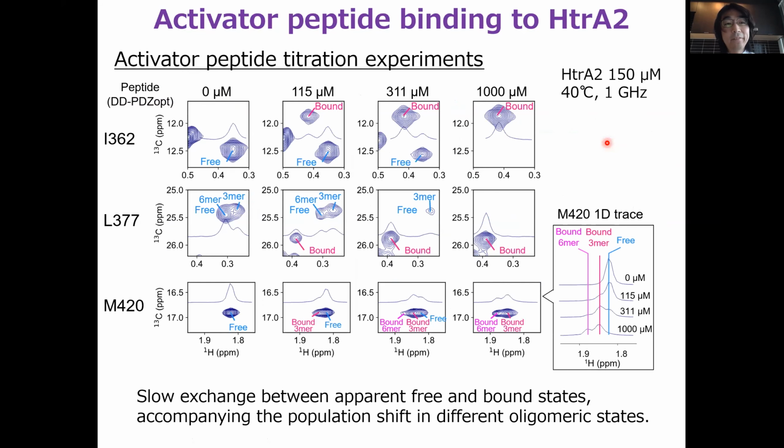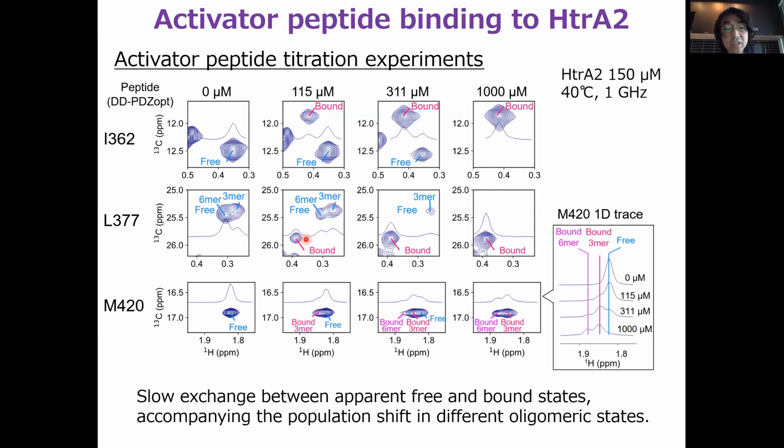Then we analyzed the binding affinity of this activator peptide by analyzing the titration experiment. Here I show 3 representative methyl signals, and in most signals, we could observe a single apparent free state signal and single apparent bound state signal. However, in the case of leucine 377, we could observe both hexamer and trimer signals in the apo state, and the population of hexamer was larger than the trimer. However, in the presence of a small amount of peptide, we could observe the population of the trimer state was larger than the hexamer. And we could also observe a single apparent bound state signal.